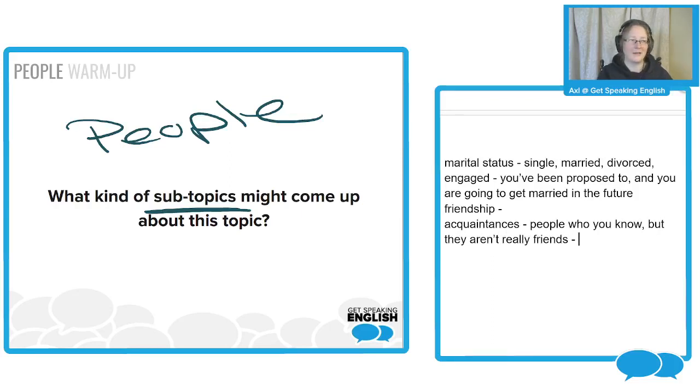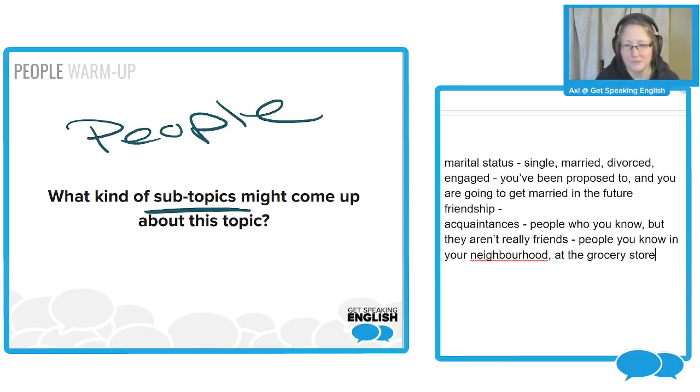So these could be, for example, people you know in your neighborhood, or maybe at the grocery store. Maybe also at school or at work, but you're not really friendly. So those could be your acquaintances. So the people you know, but you're not really super friendly or super tight with.